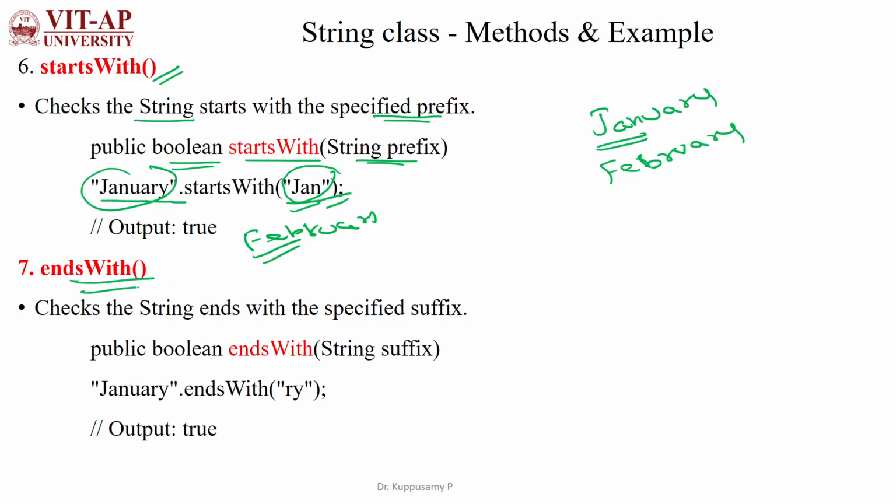Then endsWith. Whichever values are ending with some "ry", it will check and return true or false, here it will return true. So that is endsWith, where the string should be a suffix. Okay, suffix. That is the thing.